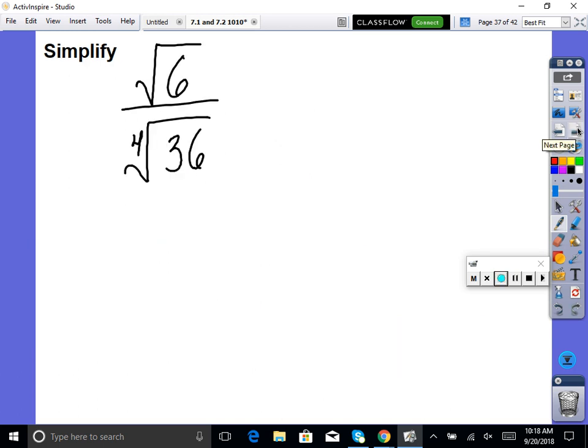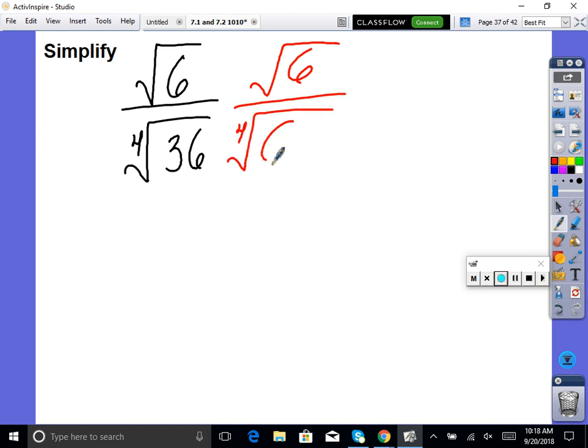Okay, awesome. Now this one, people feel like they can't put it together because they don't have the same base, but we actually kind of do. So isn't this 36? How could we write it as base 6? 6 squared. Everybody, do you agree? So this is the same thing as the square root of 6 over the 4th root of 6 squared, isn't it? So now write it as fractional exponents.